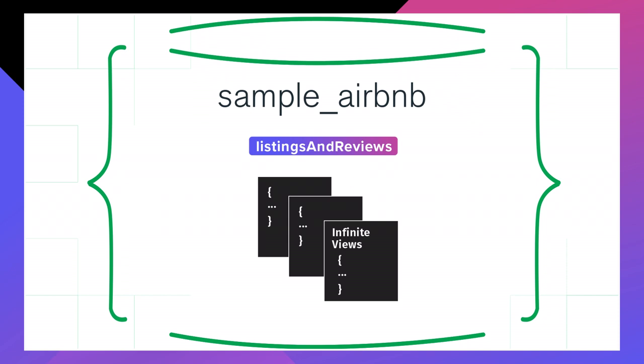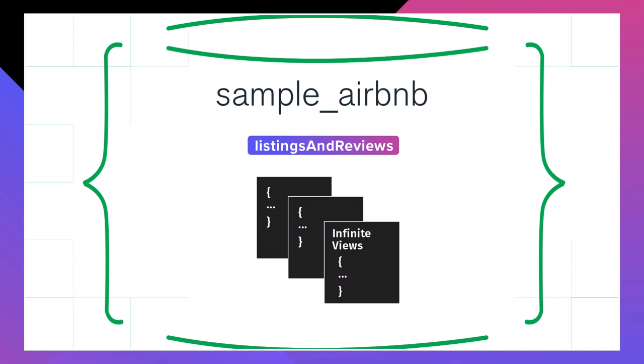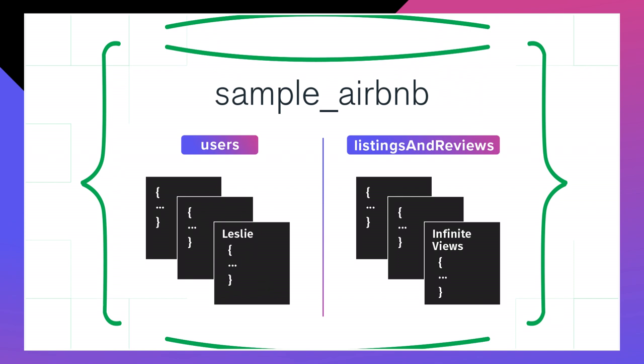Hop back to the first video if your database does not currently have the infinite views listing. The Airbnb sample dataset only has the listings and review collection by default. I'm also going to need a collection to store my users. I wrote a script that you can use to quickly create this collection. So check out the description for a link to that script.